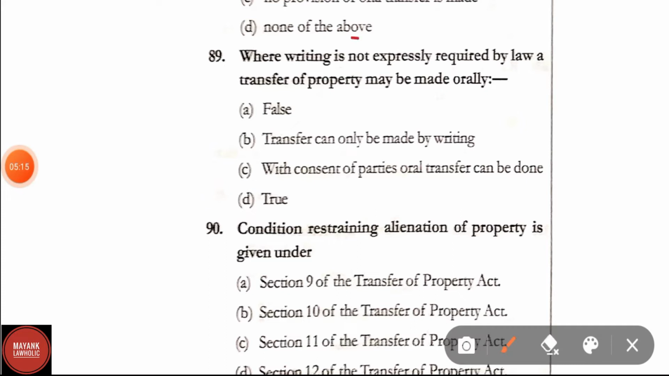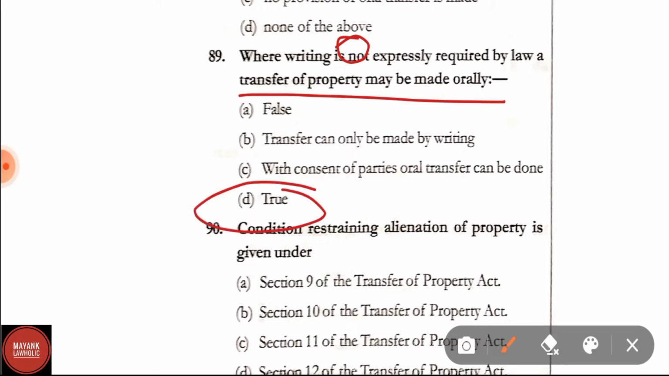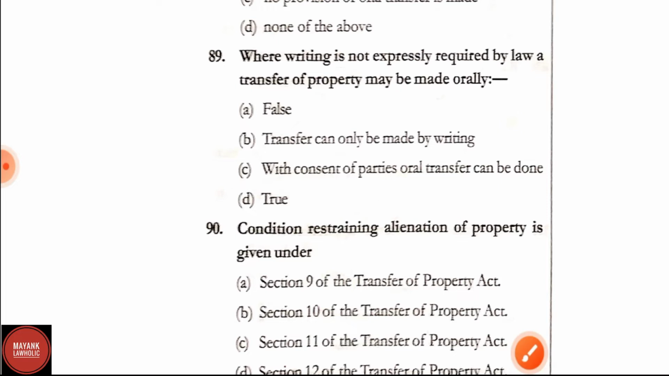When writing is not expressly required by law, a transfer of property may be made orally. False. Transfer can only be made by writing. With the consent of the parties, oral transfer can be done. True. Here the correct answer is option D, that is true.